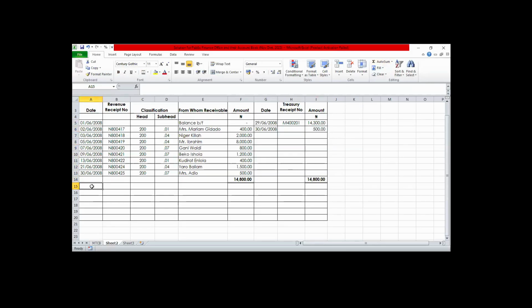We now have that balance of 500 taken to the following month, which is 01 07 2008. We have balance brought forward 500. This will be balance carried down here.